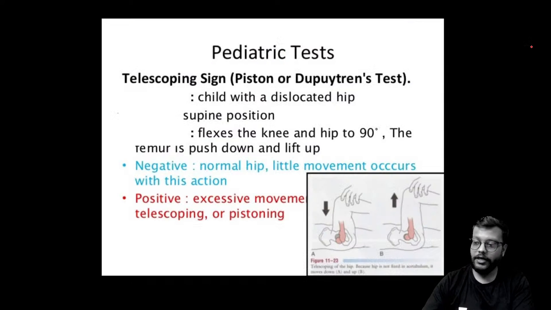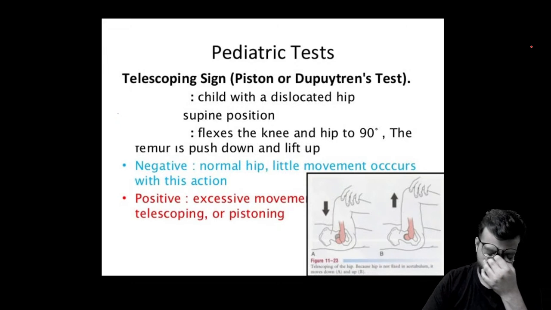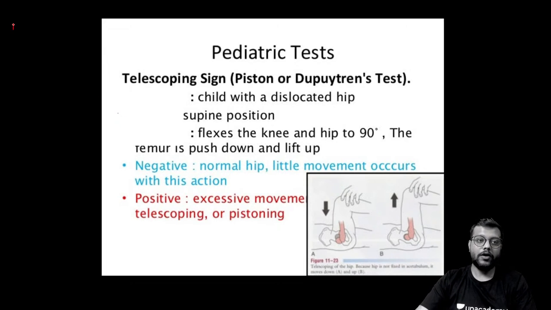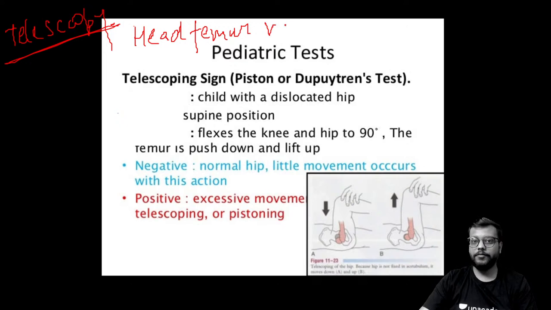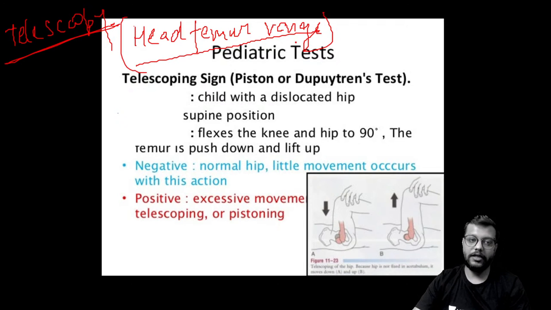Now second is the telescopy test. Telescopy test is generally used in pediatrics for checking the range of movements of the head of the femur, the range of movements of the femoral head. To check that, you go for the telescopy.